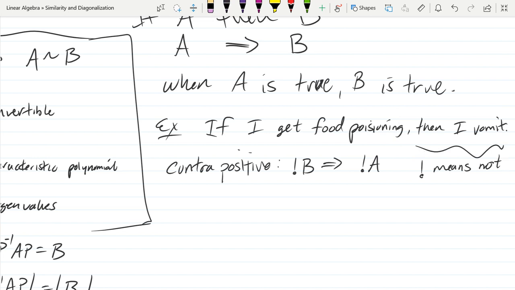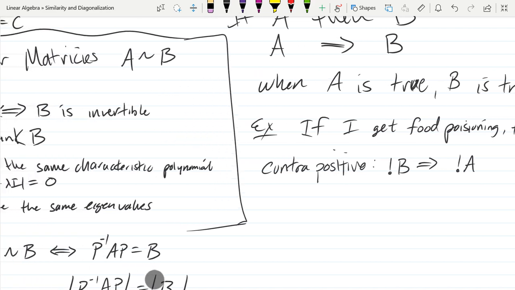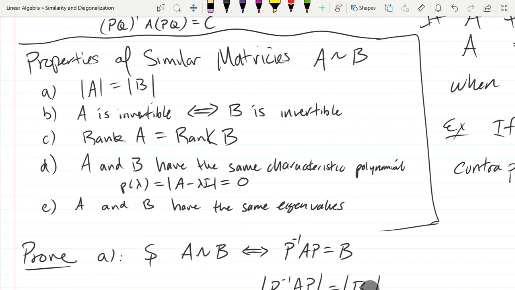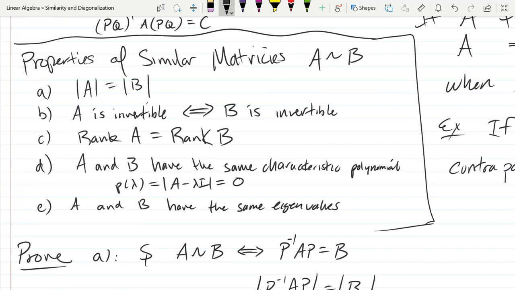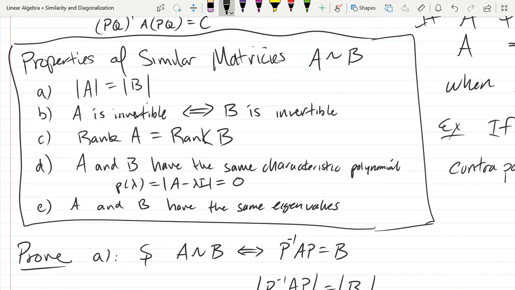All right, so why am I telling you about food poisoning and vomiting? Because I want you to not forget the way logic works. So we're going to come back to the math world right here. What we just showed is A is not happening. No, we didn't. No, we showed A is happening.